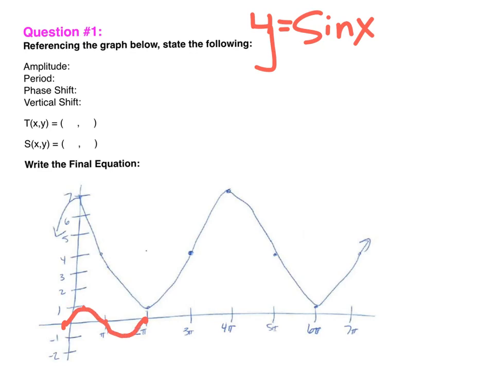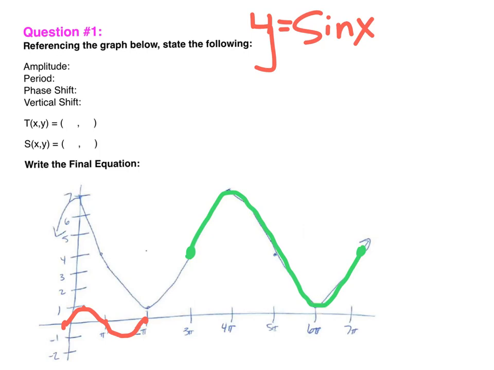I'm going to try to mimic that same shape, and I can actually see that shape happening from here to here. So I'm just going to highlight the same cycle, and then I'm going to compare and see what happens to it. So we know the original amplitude of the parent function is 1. The amplitude of this one is, if I take the vertical distance, from 7 down to 1, the distance is 6, cut that in half, and it's going to be 3.